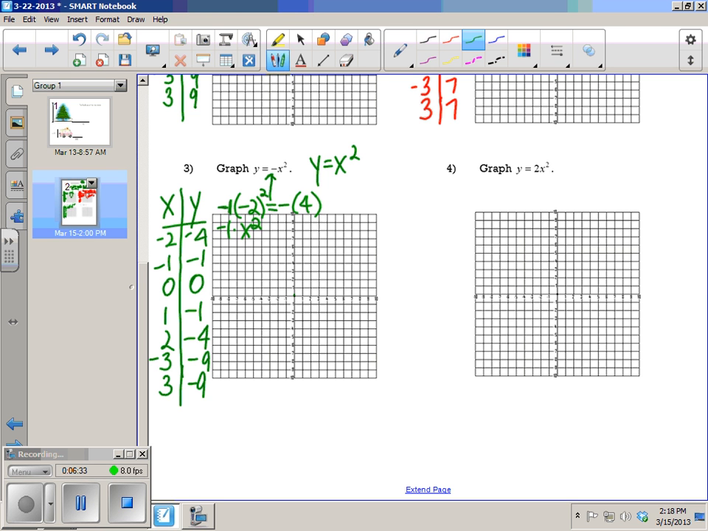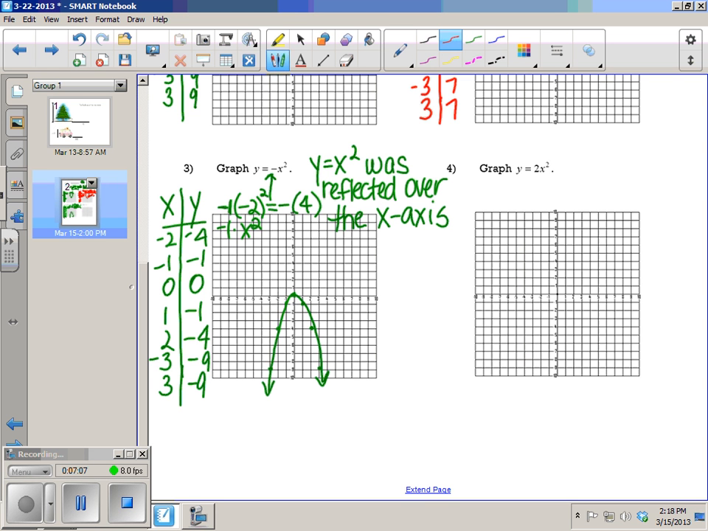So when we plot these points, our quadratic, or our parabola, now looks upside down from the original. So really, y equals x squared was reflected over the x-axis for y equals negative x squared.